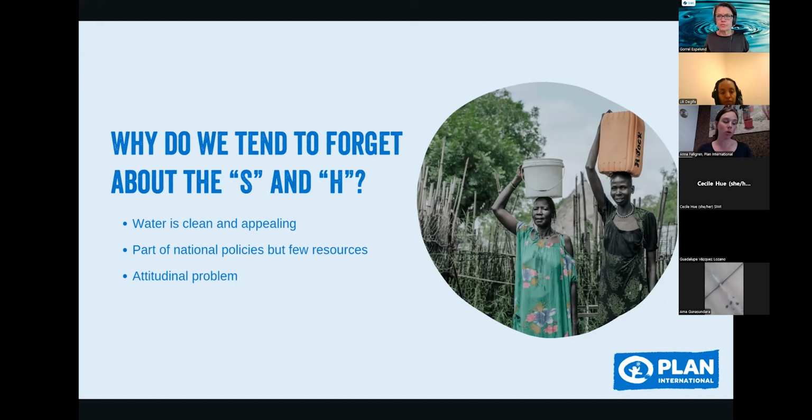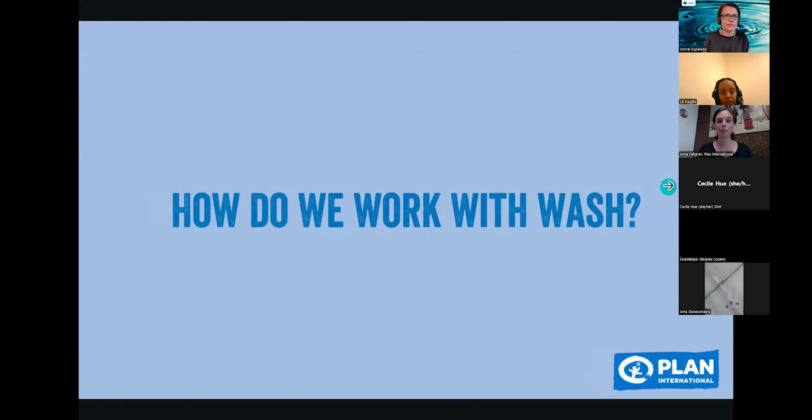And at Plan, in our work, we see this both at the structural authority level, but also at the local community level. In order to change that attitude and behavior on, for example, menstruation or open defecation, it requires quite a lot of personal effort to change that. And that can be quite hard, of course. So Lili, how do we work with WASH then? So yeah, how do we work with WASH?